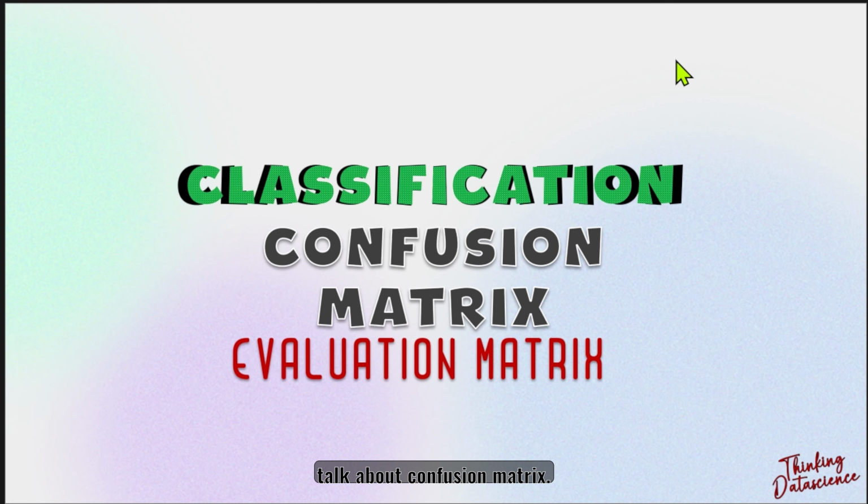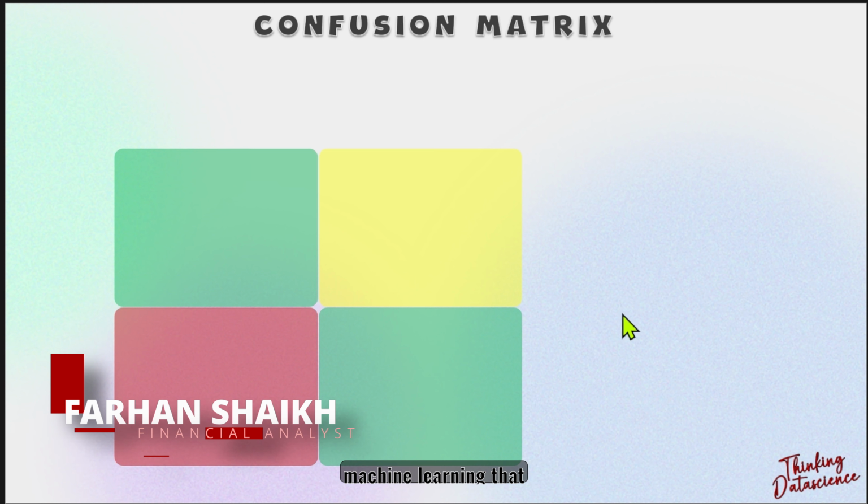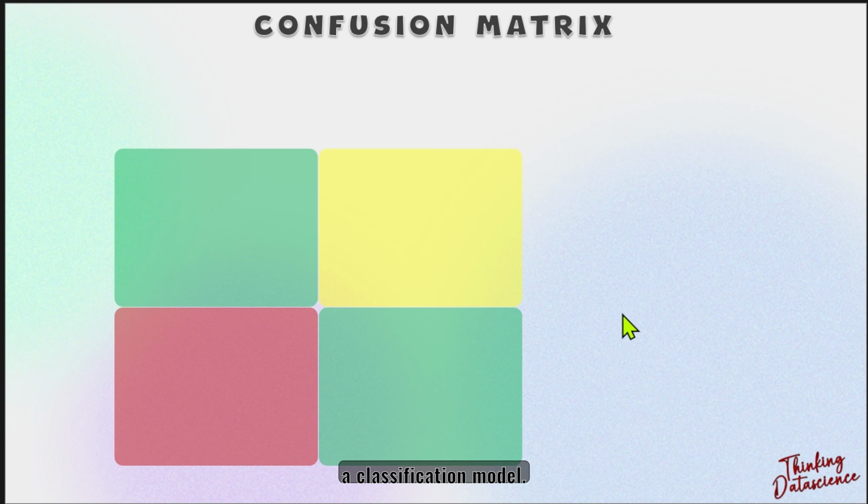In this video, we'll talk about confusion matrix. Confusion matrix is a powerful tool in machine learning that provides a visual representation of the performance of a classification model. It is a matrix that summarizes the predictions of a model and compares them to the actual values of the target variables. Confusion matrix is widely used in evaluating the performance of machine learning models, especially in binary classification problems.